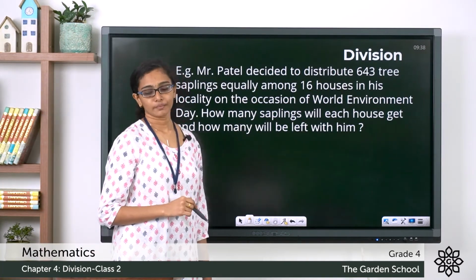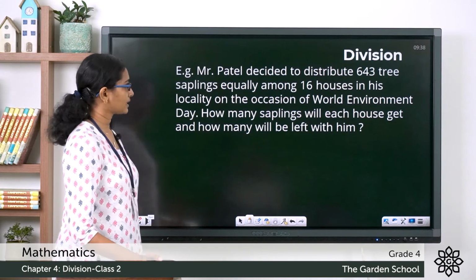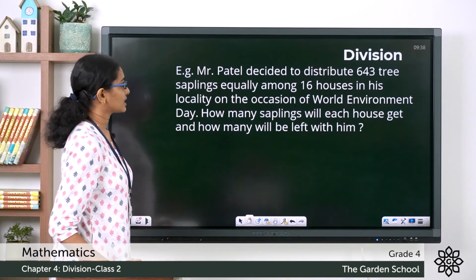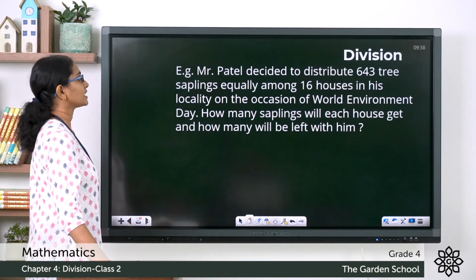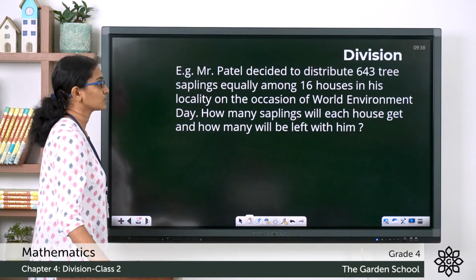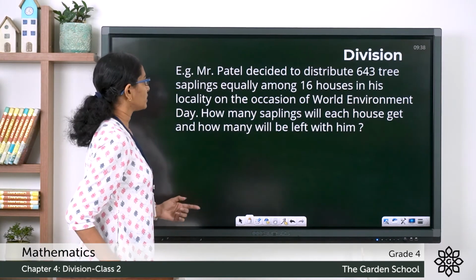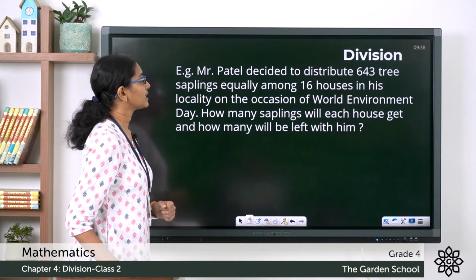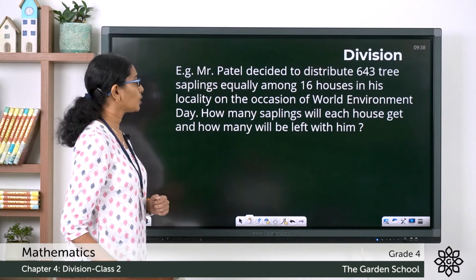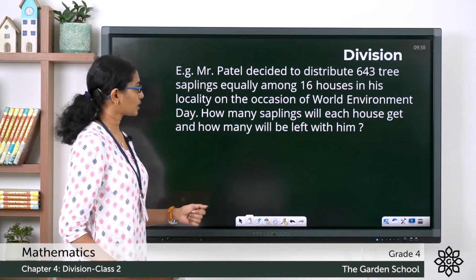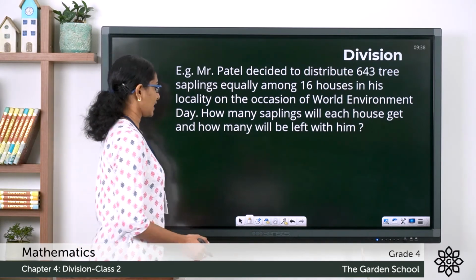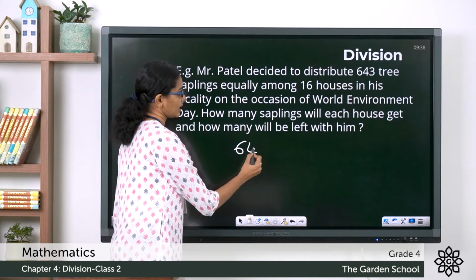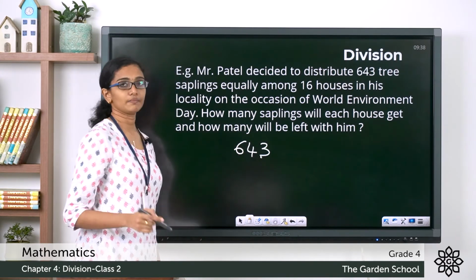Now, let's see another example now. Mr. Patel decided to distribute 643 tree saplings equally among 16 houses in his locality on the occasion of World Environment Day. Now, how many saplings will each house get and how many will be left with him? So, what is given in the question? So, he has how many tree saplings? 643 tree saplings with him.